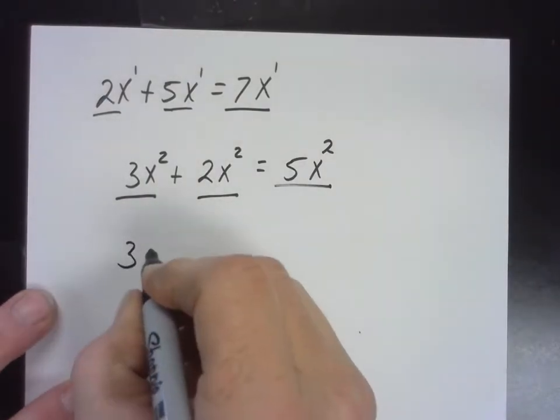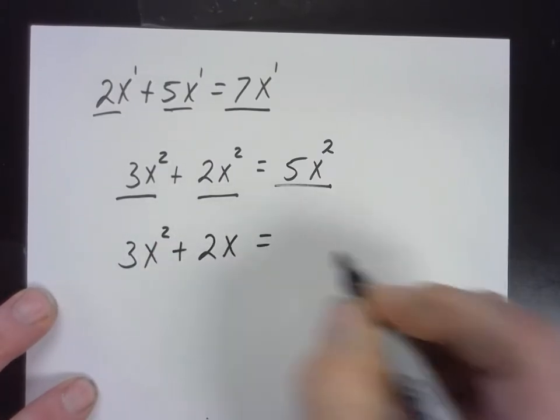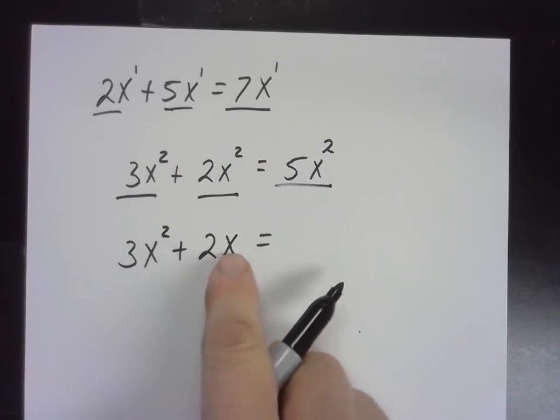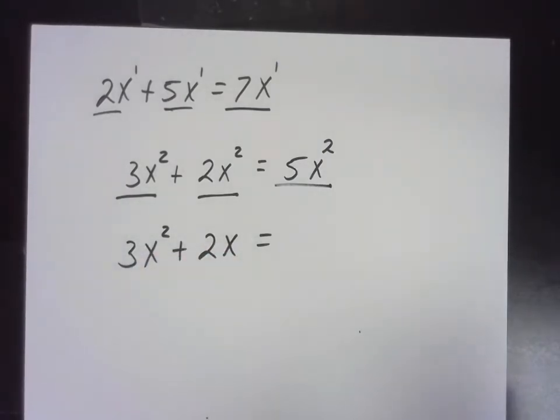So let's say we had something like this. When you look at those two, they are not like terms. Even though they both have an x, this one's x squared, this one's x, they're not the same. So you can't combine them, and that would be the answer. That's as far as you would get. So let me show you why.